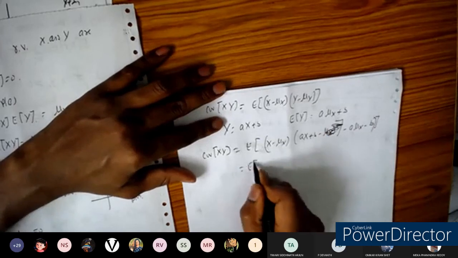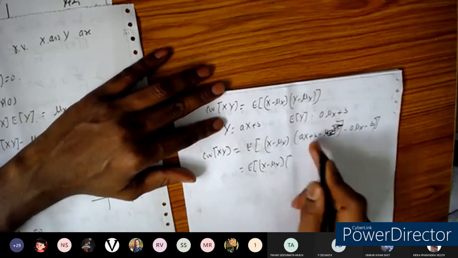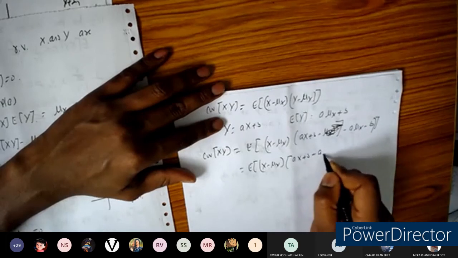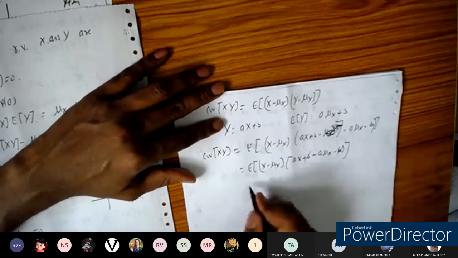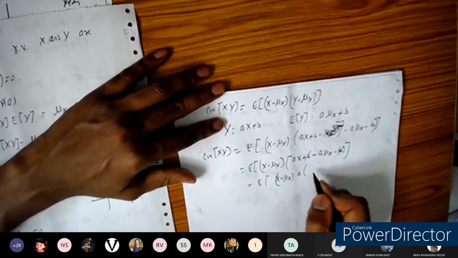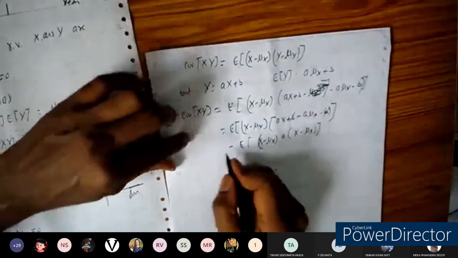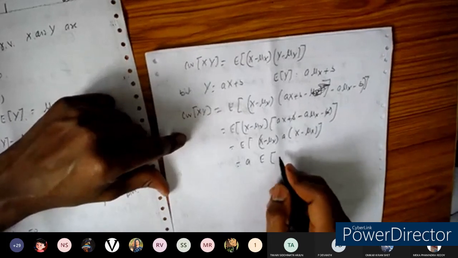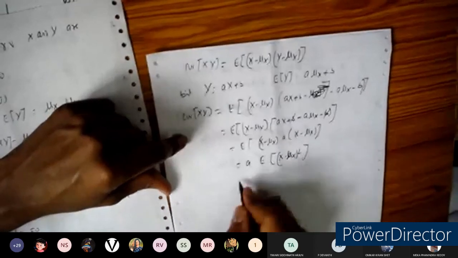Let us simplify here. Expectation of (x minus nu x) into (ax plus b minus a nu x minus b). So plus b minus b will get cancelled. A is common here, so we can take a common. By applying the linear operator, a can be taken outside. So a into the expectation of (x minus nu x) the whole square.